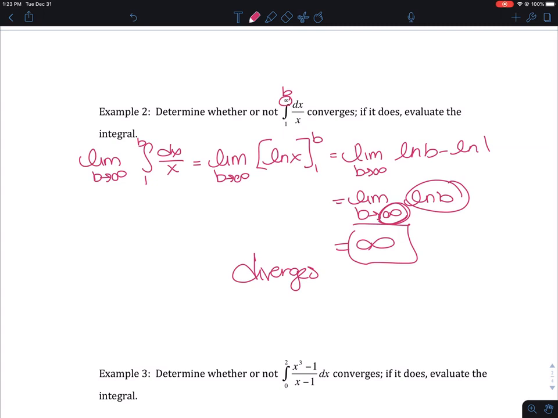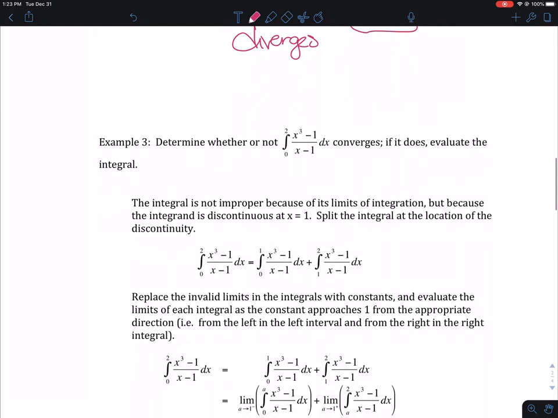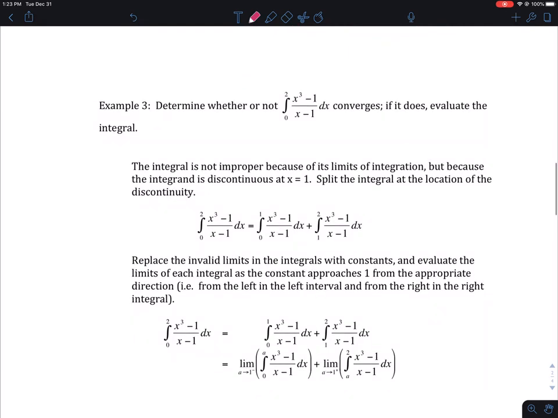Okay. So now what happens when it's something different, and my a and my b values are not either negative infinity or positive infinity? We actually have a discontinuity. Where is my discontinuity? My discontinuity is whatever value of x makes the denominator equal to 0. So in order to do this, we're going to split this integral. We're going to go from 0 to 1 and then from 1 to 2 to evaluate this whole antiderivative.